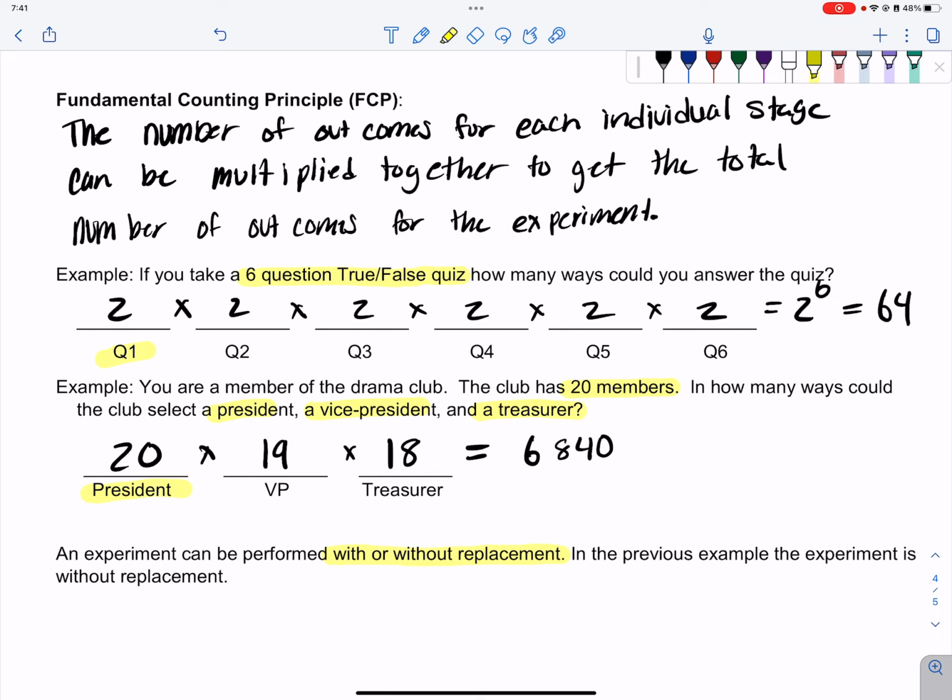Without replacement is our example with the drama club. They pick someone for the president, and that person is taken out of the mix of possible options for vice president and treasurer. They're not being put back in. So that's where the without replacement idea comes from. The without replacement is a lot of times seen in deck of cards examples that we'll do later on throughout this chapter.